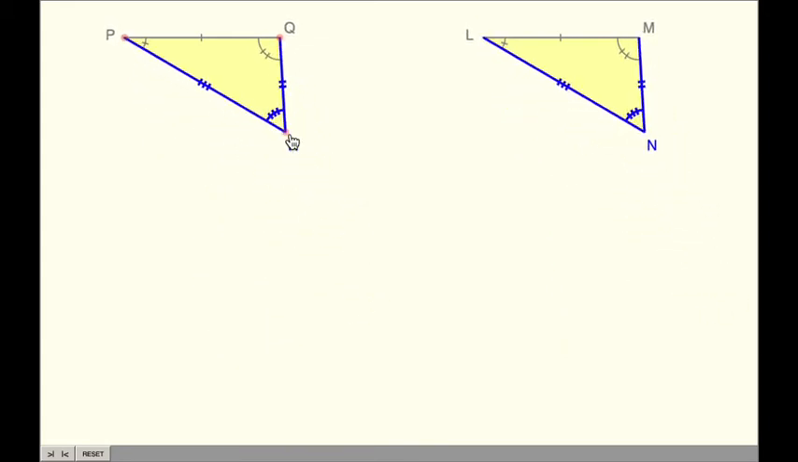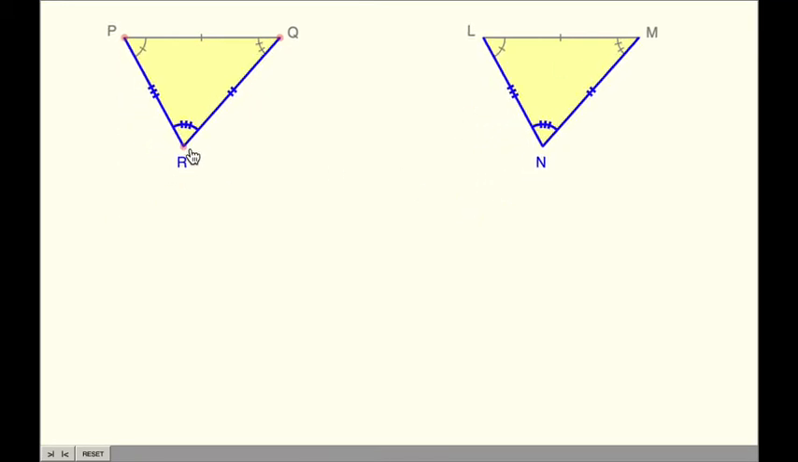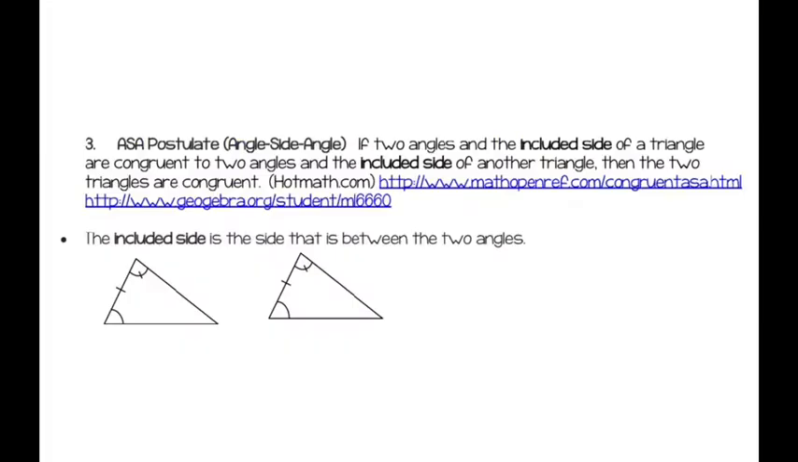And so you see that there's no other way for the second triangle, this one on the right, there's no other way for that to be a different triangle if that side and angle inside is staying the same between the two triangles. Okay, the third postulate is called the ASA postulate, and that stands for angle, side, angle.